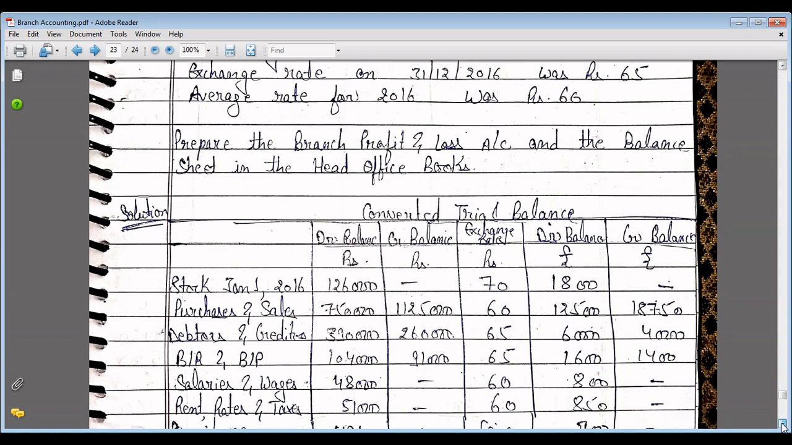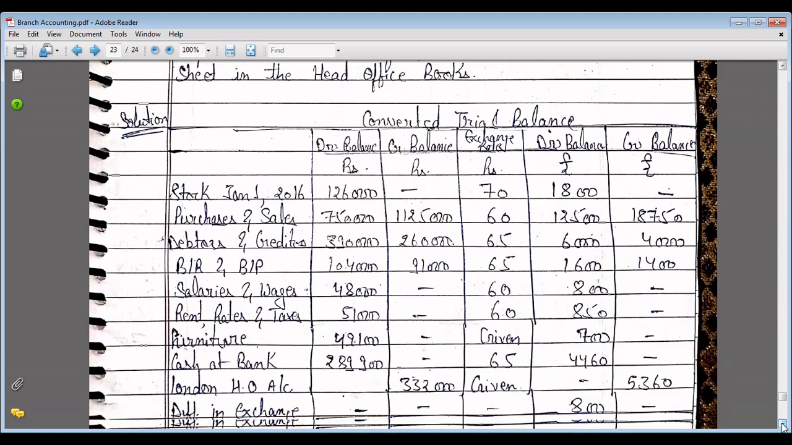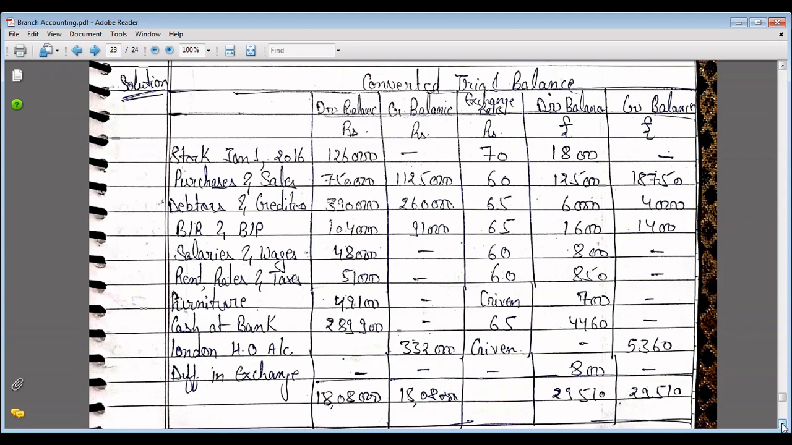So first of all, we will convert the trial balance of rupees into trial balance of pounds, that is of head office currency. So here we are having stock, opening stock, which is 1,26,000. Exchange rate is 70 rupees, so we will convert 1,26,000 into pounds. So we will divide 1,26,000 by 70 rupees, and we get 1,800 pounds.